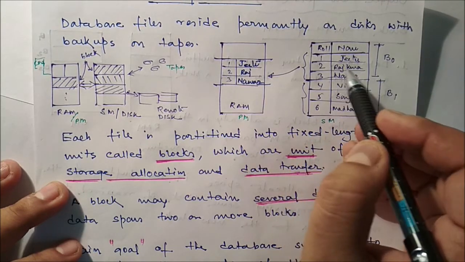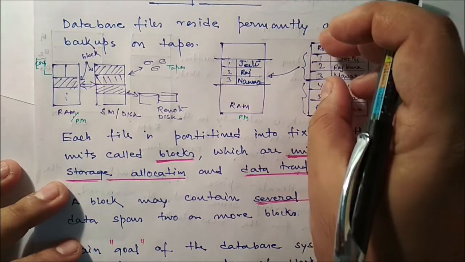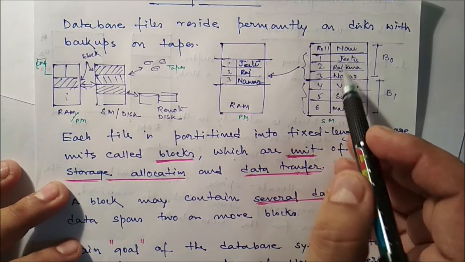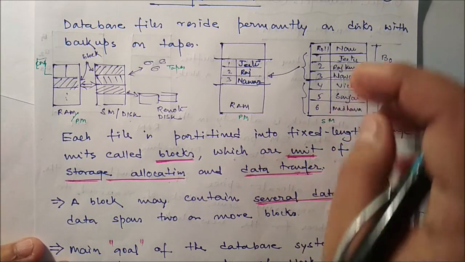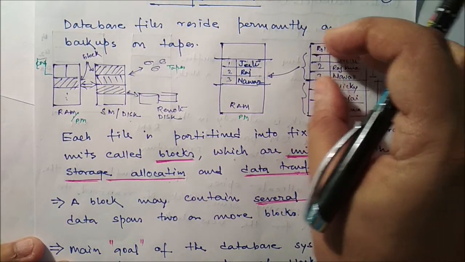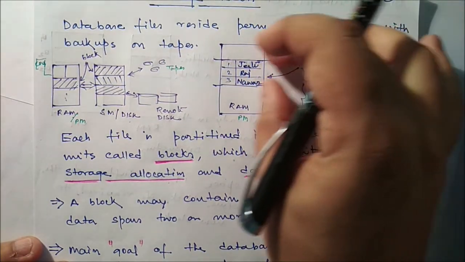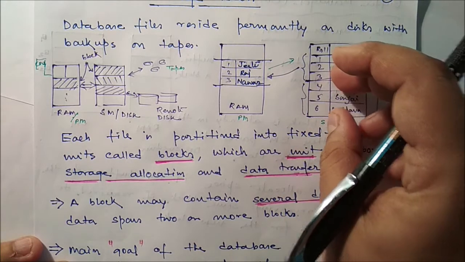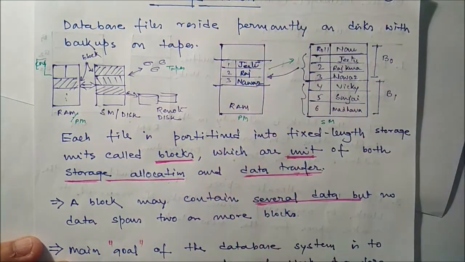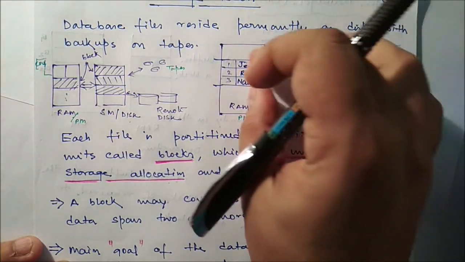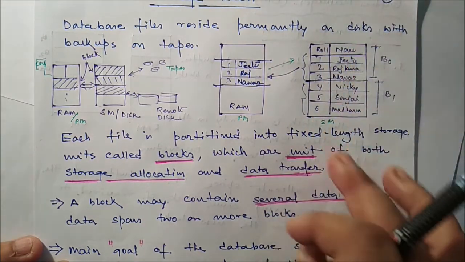Suppose we want to access any roll number or any name, we have to transfer the whole block. It is not possible to transfer only this particular record. So transferring is block by block. We transfer this block from secondary memory to primary memory. After completing this, we can return that block and then transfer another block if required. This size is equal to this size, so it is called a buffer block. This is a block in secondary memory.